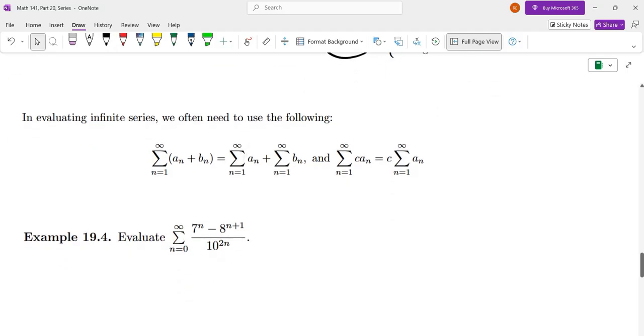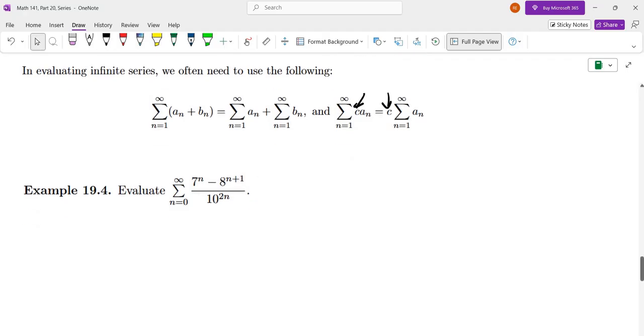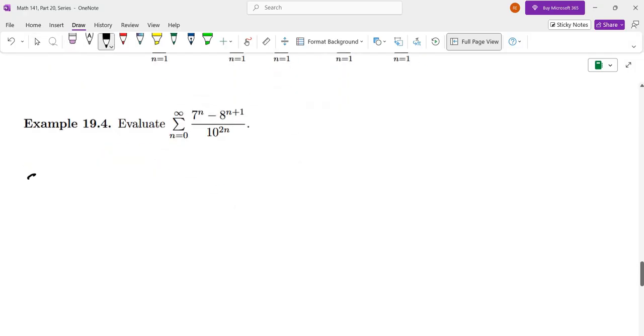One thing that we need in order to be able to evaluate these sums is some rules of summation. The sum of a_n plus b_n is the sum of a_n plus the sum of b_n, so you can split up your sum into two different sums. And if you have a constant, you can take it out. You can factor the constant. Let's use that to solve one problem.